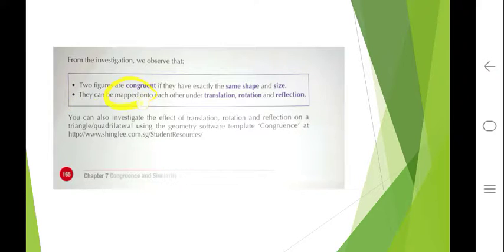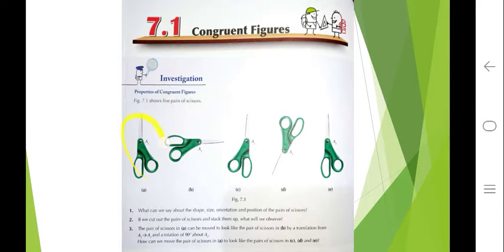Two figures are congruent if they have exactly the same shape and size. They can be mapped onto each other under translation, rotation, and reflection. We'll talk about this translation, rotation, and reflection later. An example of rotation is this. This one becomes this one.